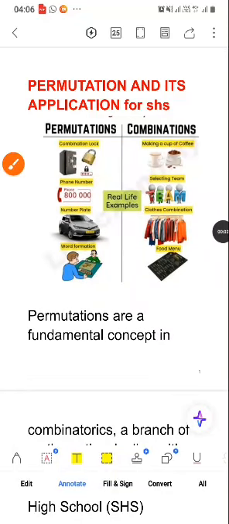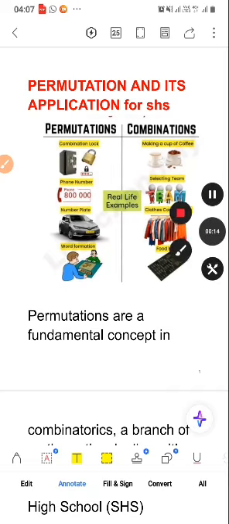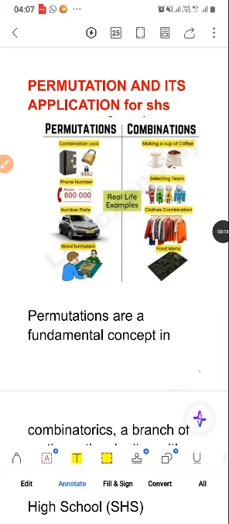In today's lesson, we are going to talk about the continuation of permutation. But before then, let's review what we did in our previous lesson. In our previous lesson, we spoke about permutation and its application. Then we touched a little on combination.